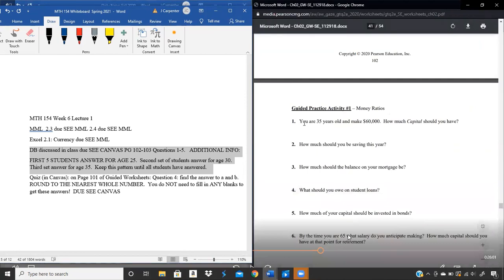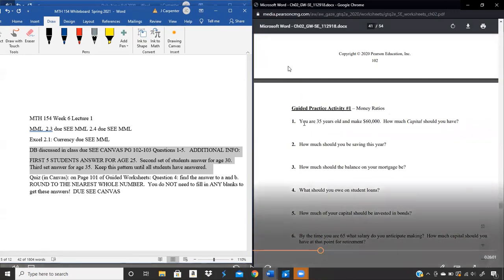By the time you were 65, what salary would you anticipate making? That is a difficult question to answer because we don't know what inflation is going to do over the next 10, 20, 30, 40 years. Yes, the Federal Reserve tries to keep it at 2%, but you just never know what's actually going to happen. So hopefully there's no confusion there. I think I've made it clear enough.